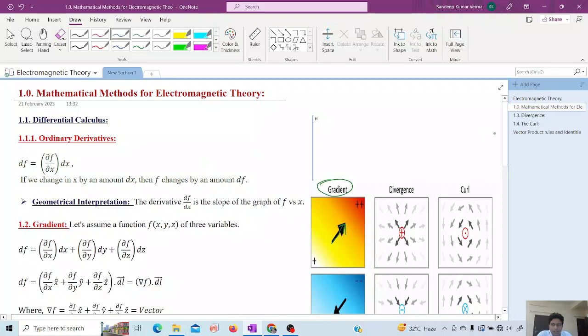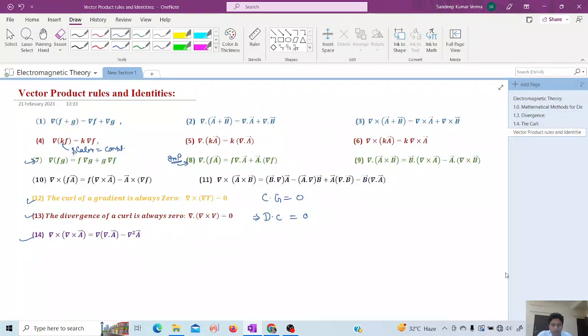In the next lecture, I am going to discuss the different coordinate systems like Cartesian coordinate, spherical polar coordinate, and cylindrical coordinate.